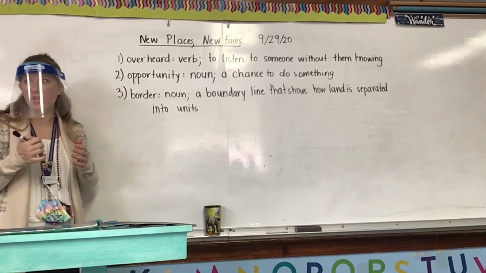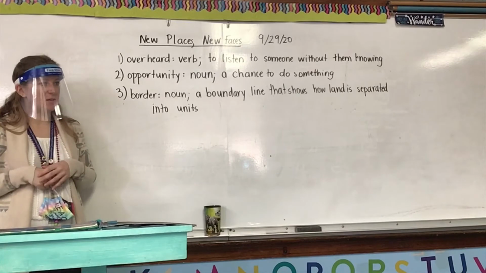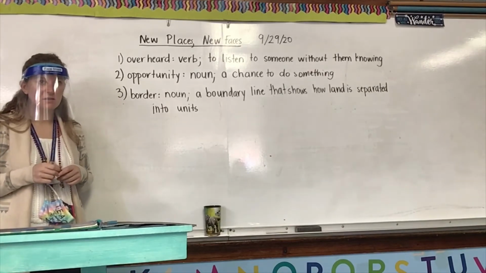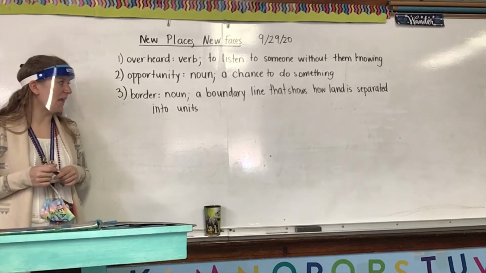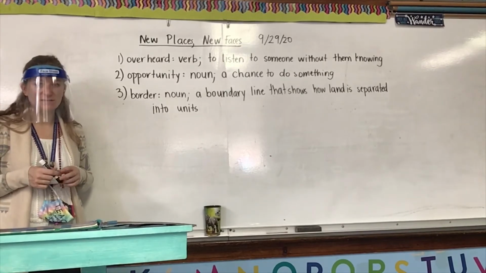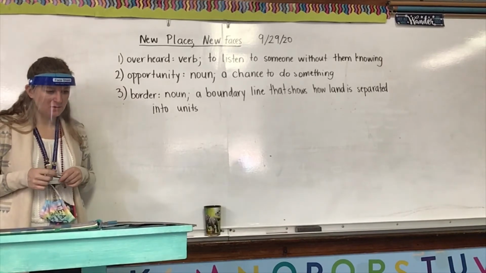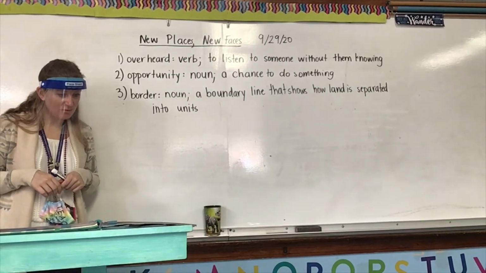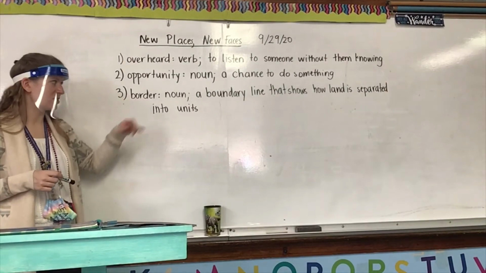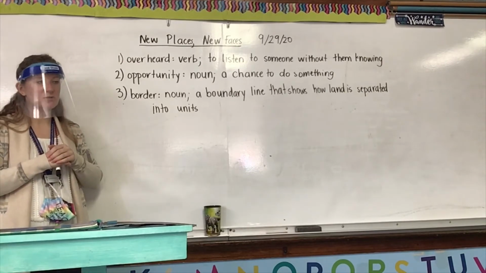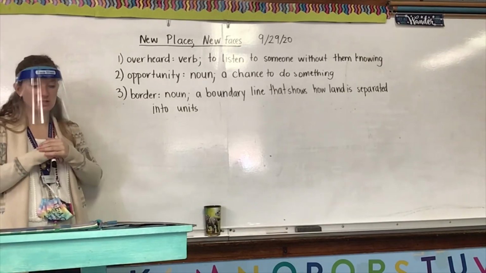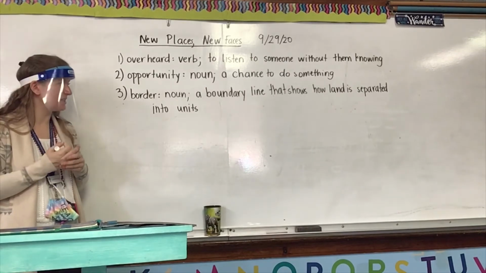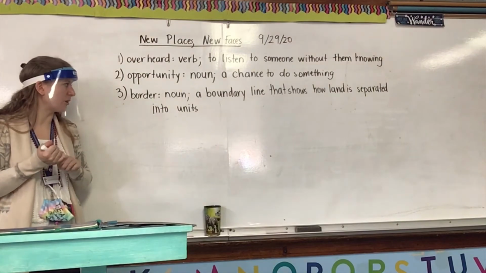So like countries, counties, cities, townships, neighborhoods, whatever. Yes, Colin. How do you spell boundary? B-O-U-N-D-A-R-Y is boundary. So in context, the border between Canada and the United States is long. So they're talking about that boundary line that shows how the land is separated into two countries. And that's border, which is a noun.